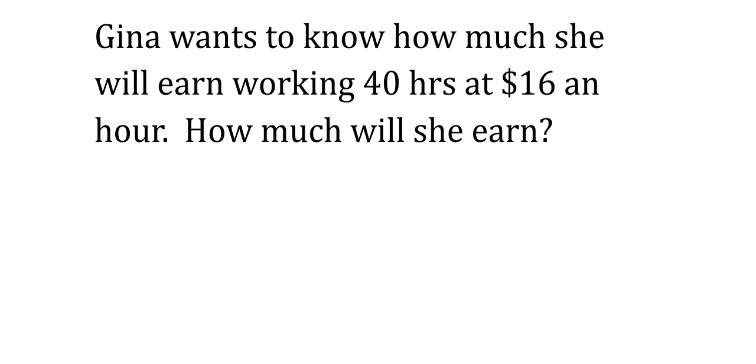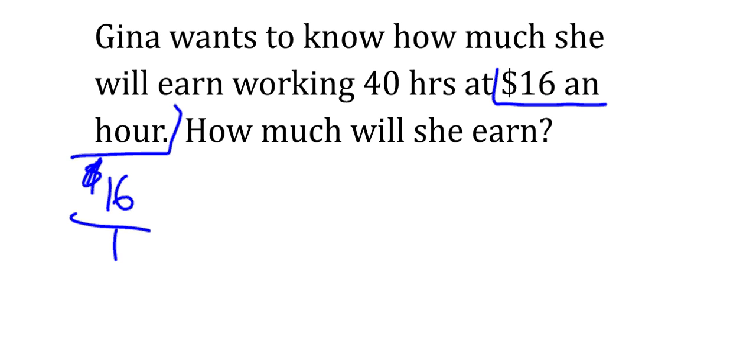Let's talk about Gina though. Gina wants to know how much she will earn working 40 hours at $16 an hour. How much will she earn? So this one's a little bit different. This one actually gives us the rate. She makes $16 every hour. So $16 in 1 hour. We want to know how much money she's going to make if she works a total of 40 hours. So we're going to multiply by 40 hours.